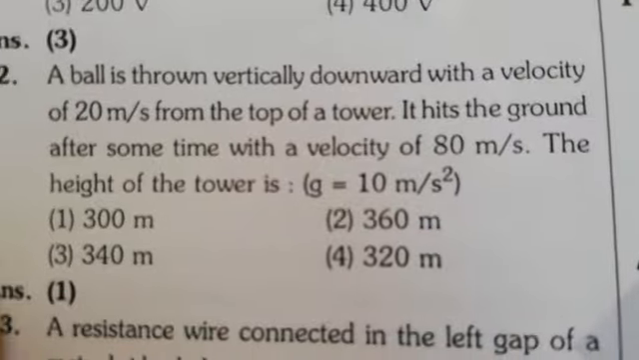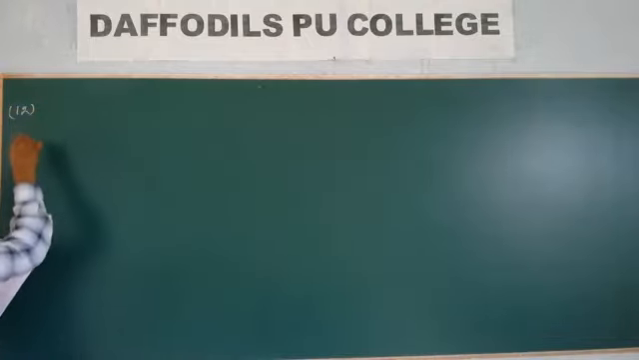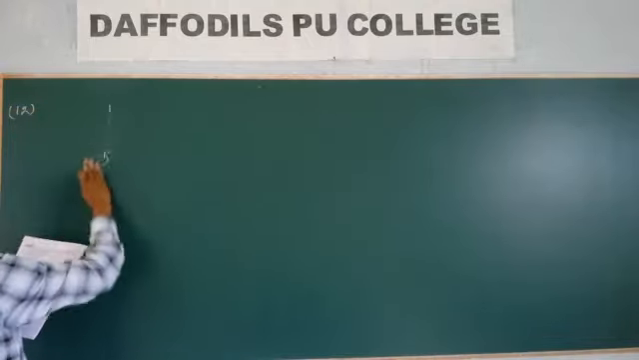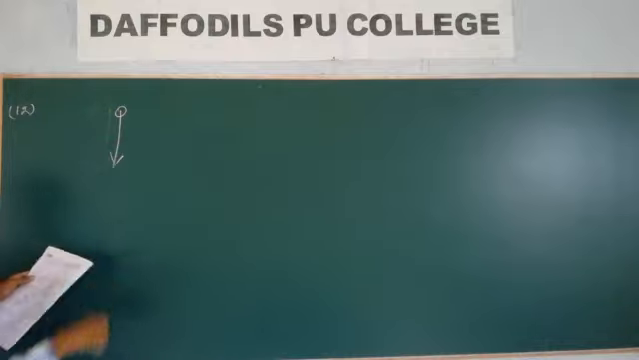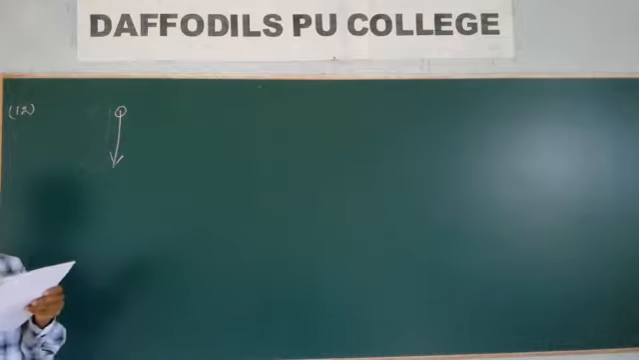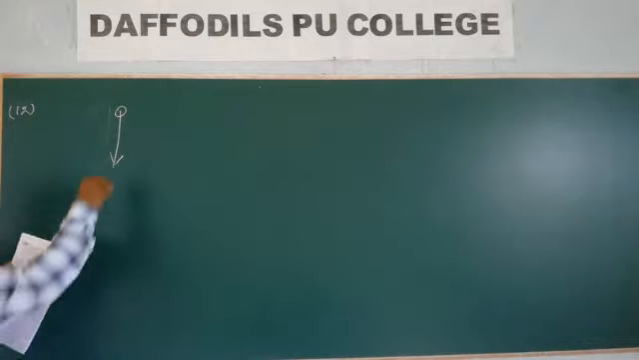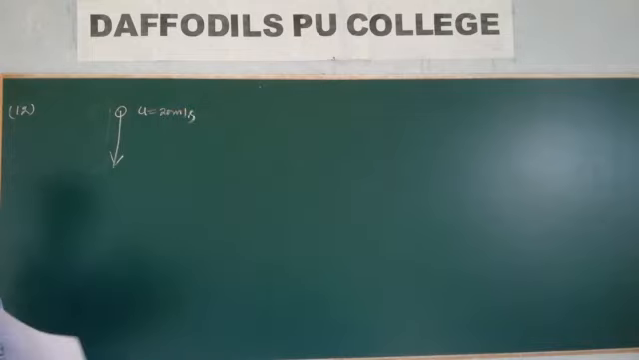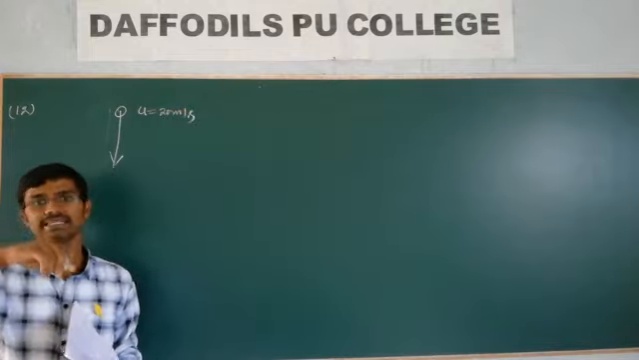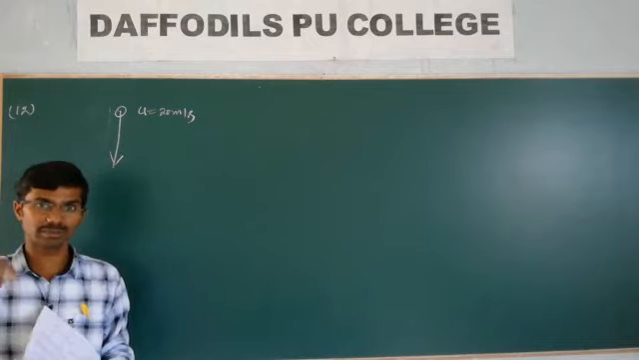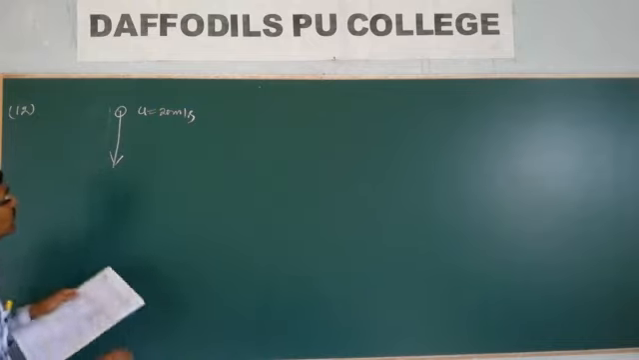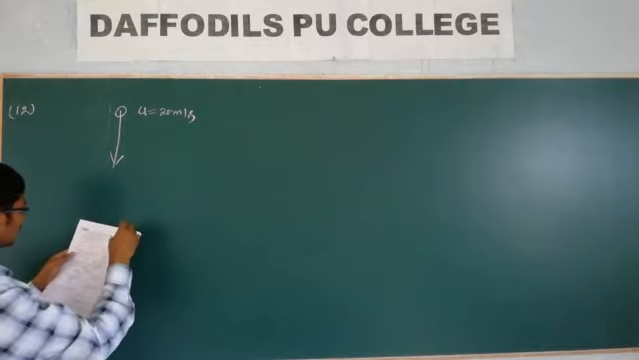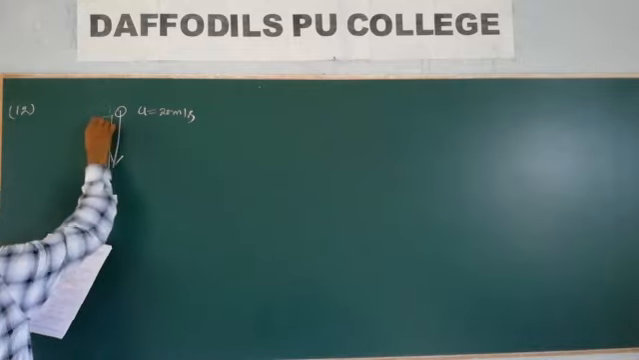Let us see the next one. A ball is thrown vertically downward with a velocity of 20 meters per second, u is equal to 20 meters per second. So remember, if a body falls freely, then the initial velocity is 0. But here the initial velocity is not 0 because it is thrown vertically downward.